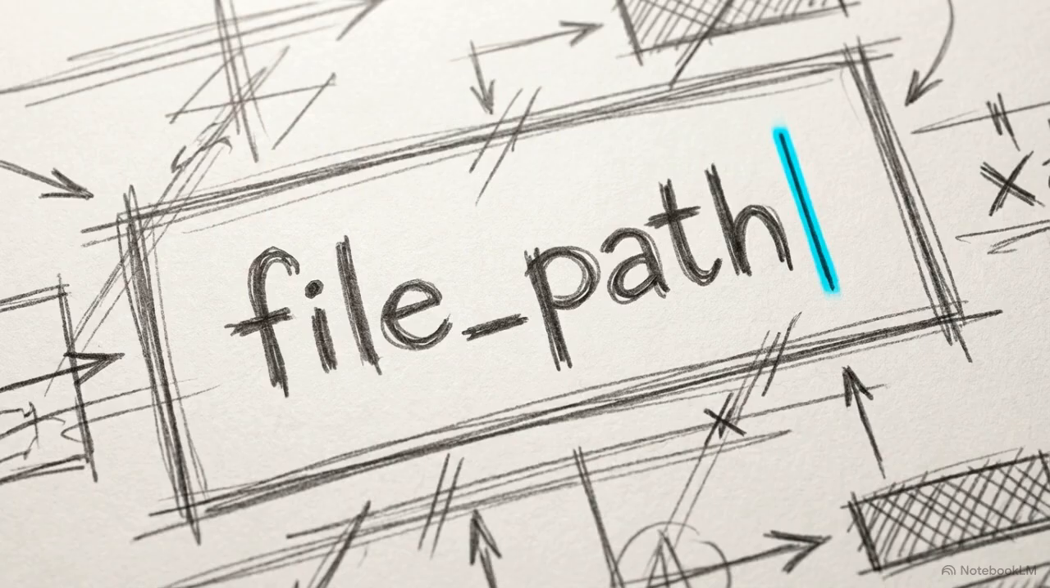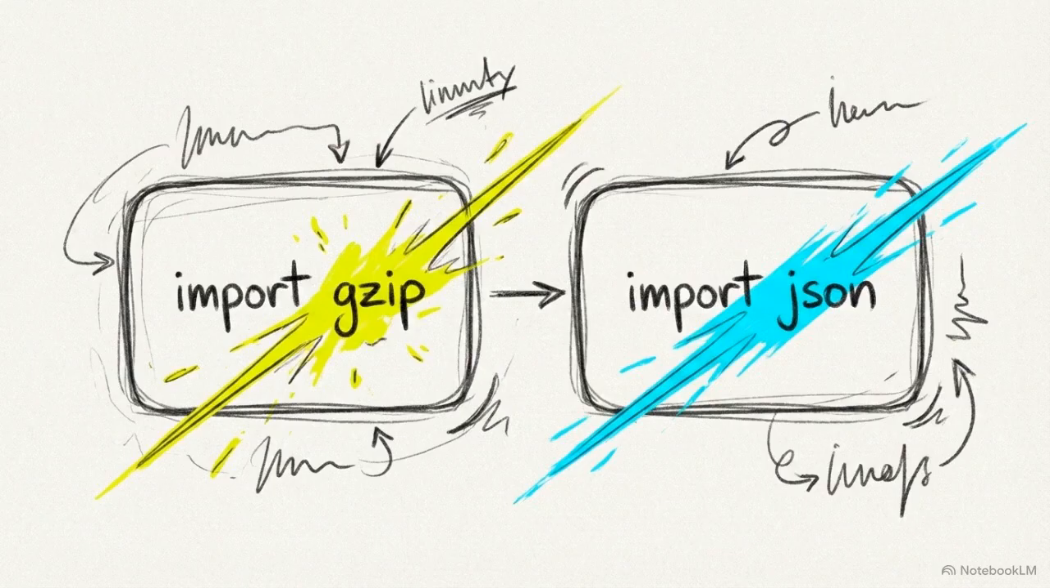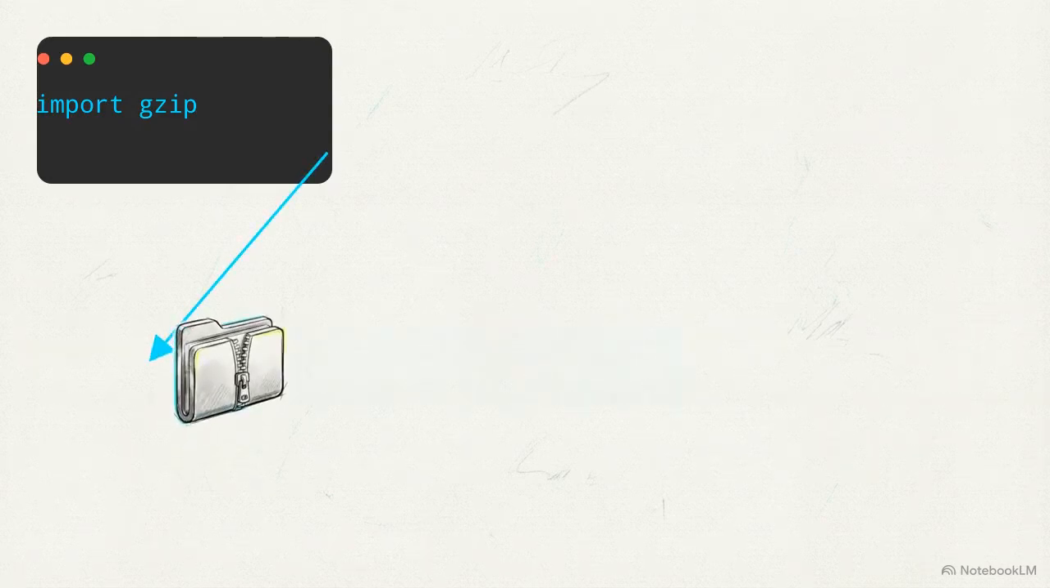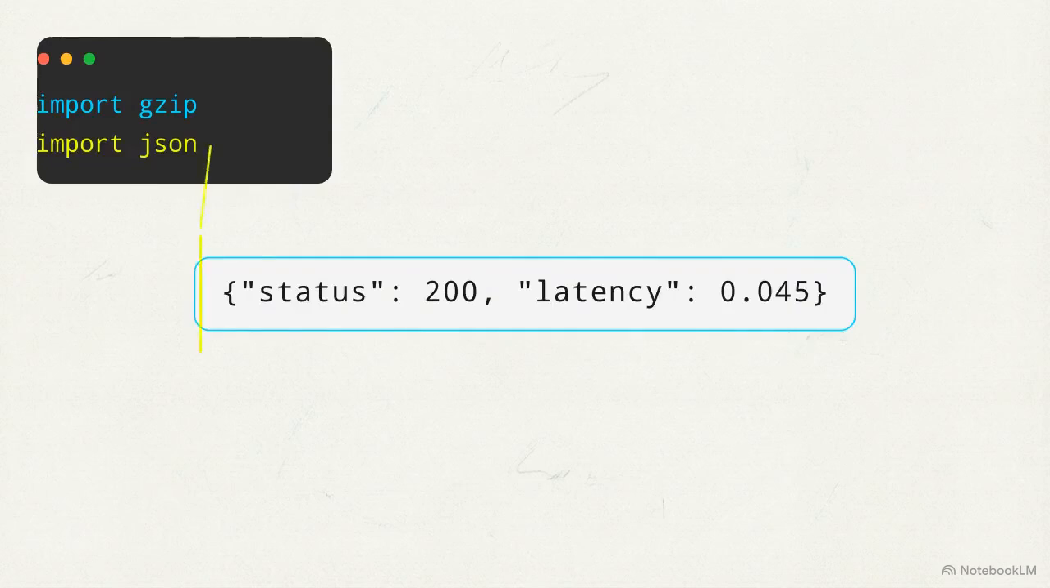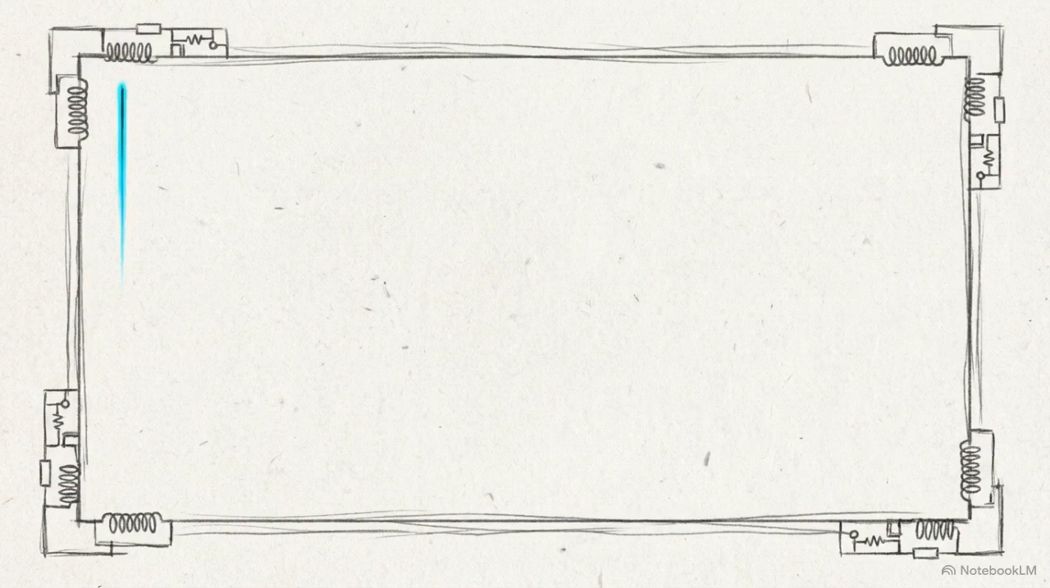Open your editor and define the file path variable. This points the script to the specific location of your compressed log archive. Now, import the gzip and JSON libraries. Gzip provides the interface for reading compressed streams, and JSON will allow us to parse the structured text found within each log entry. Now, we need to initialize our trackers.